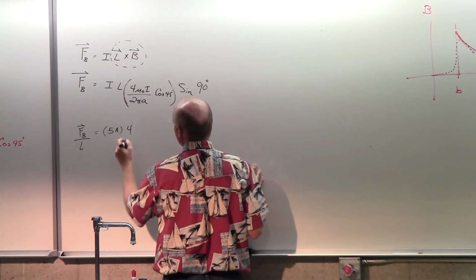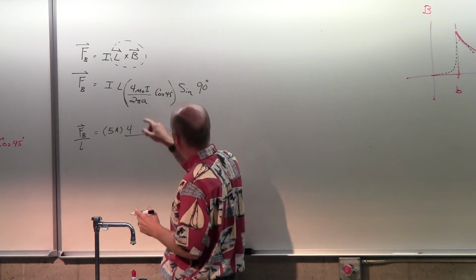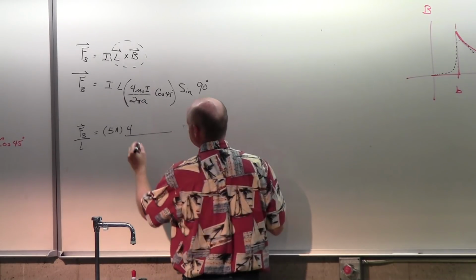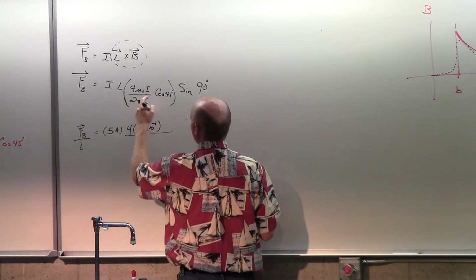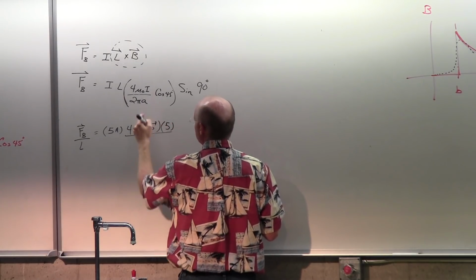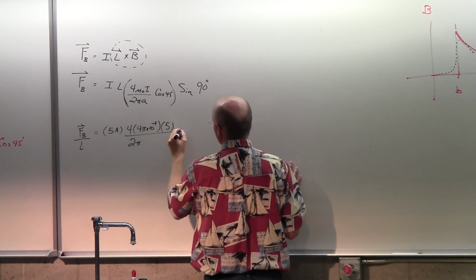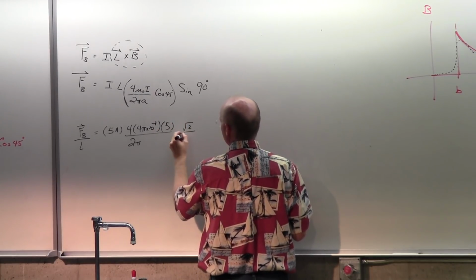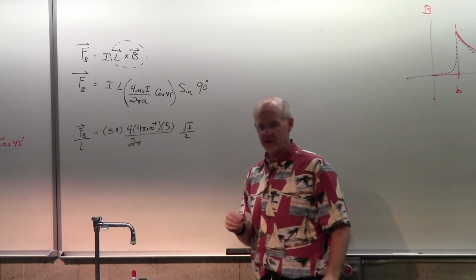Here's the 4. And I haven't been plugging any of these in, but I thought I would take a moment to just kind of remind you, what is the mu naught? Yeah, 4 pi times 10 to the negative 7, okay. There's my current of 5. There's my 2 pi. Cosine of 45 is root 2 over 2. But this a probably is worth discussing. What's a?